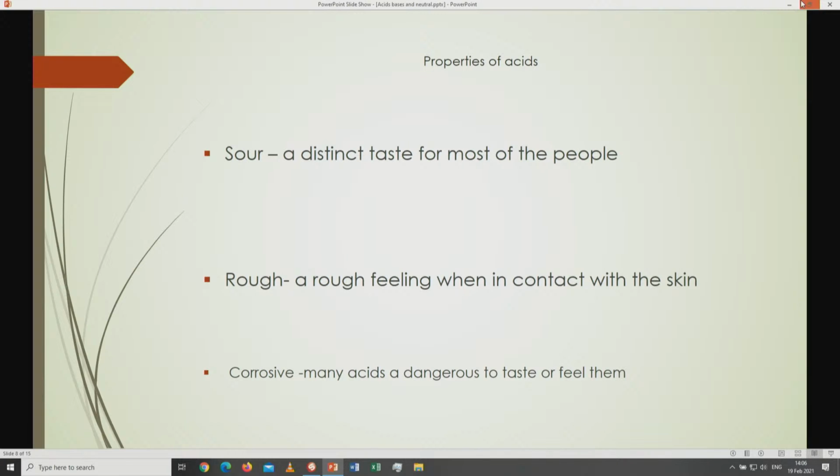Properties of acids. Acids, actually, they taste sour. There's a very distinct taste for most people. The second one, they're rough. A rough feeling when in contact with the skin. You can feel that itchiness when you come in contact with an acid. They are corrosive. Many acids are dangerous to taste or to feel. That is why it is advisable that you don't taste any chemical that you come across. Some of them can be so dangerous.